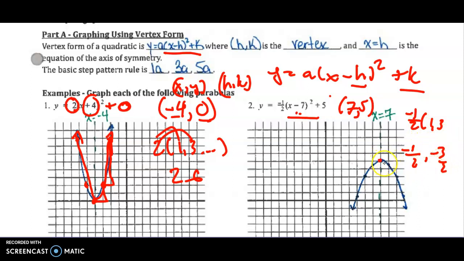So that means go over 1. Okay, so you're still going to go over 1 and then down. Here, this says go down 1/2. And the reason you go down 1/2 is because it's negative. Okay, so this guy's going to open down.